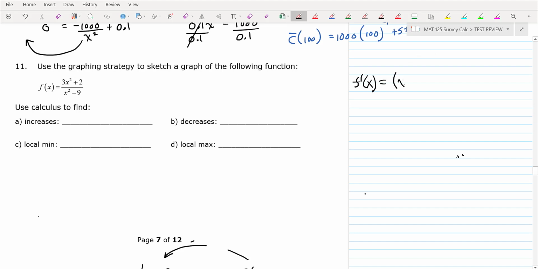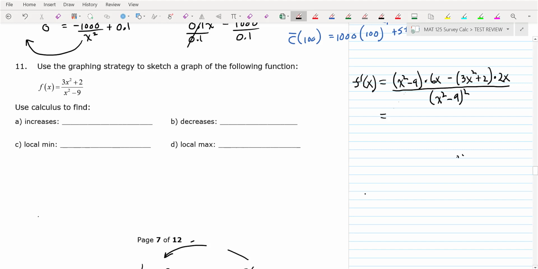So that would be the bottom times derivative of top. The derivative of top is 6x. By now, you should be able to do a lot of pieces of the derivative in your head. Then the top, 3x squared plus 2, times derivative of bottom, and all over the bottom squared. Now you want to get that in the quotient rule, and then we want to simplify that down as far as we possibly can before we set equal to 0 and worry about the sign chart.